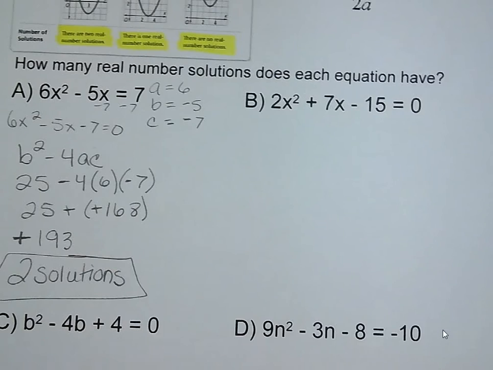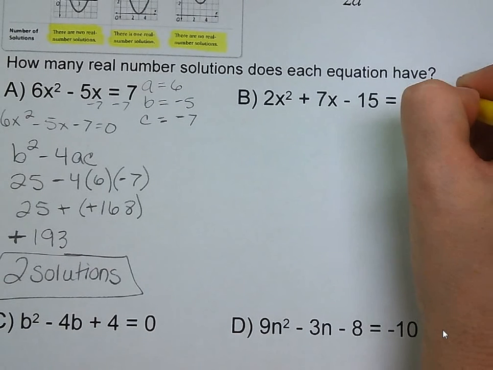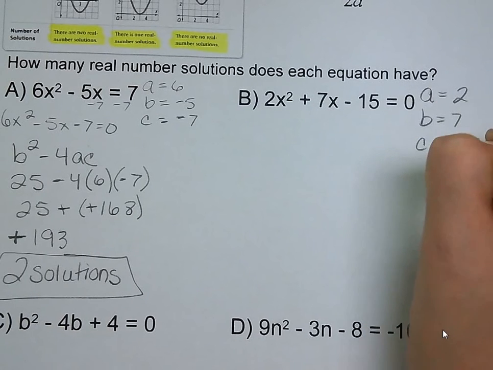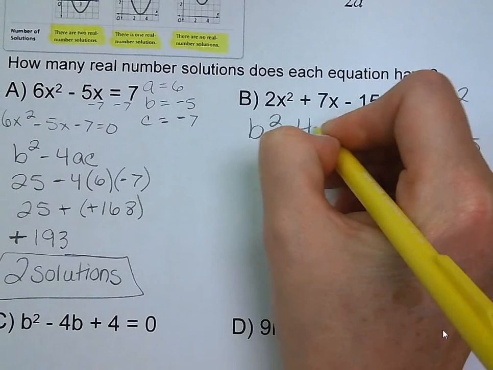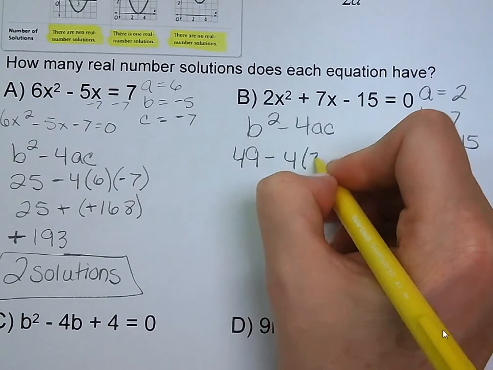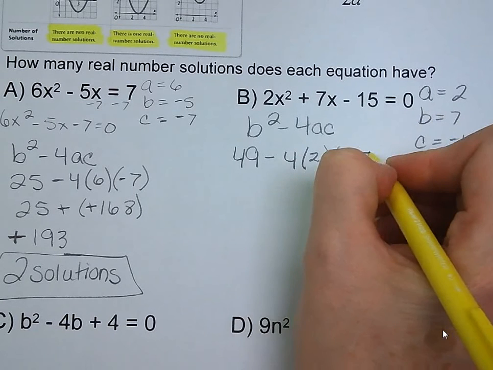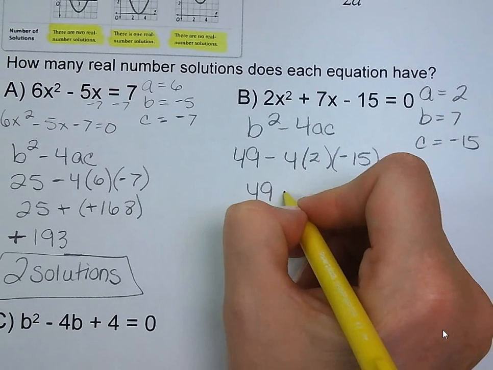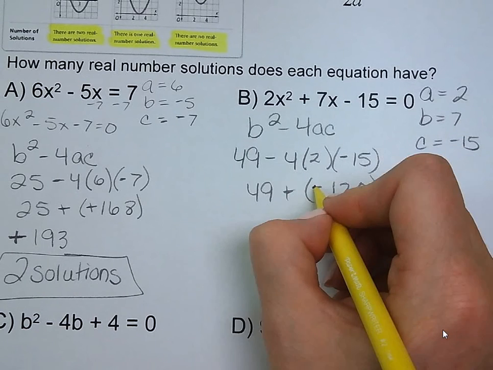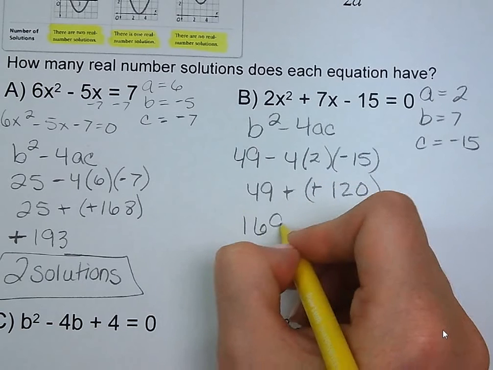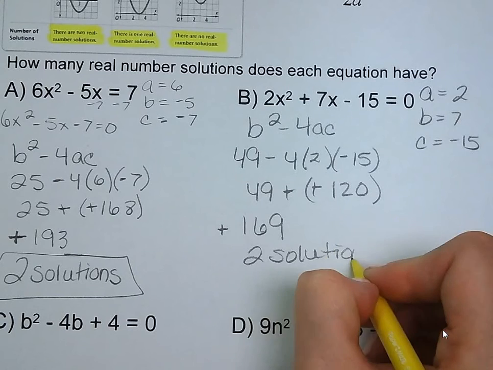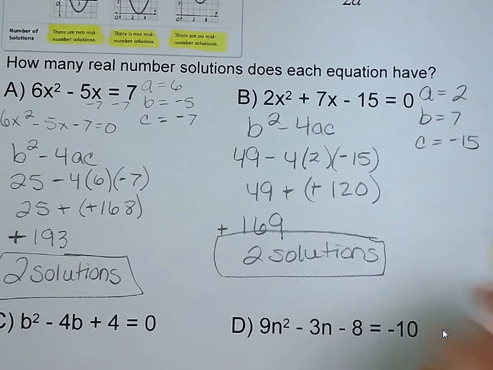All right, letter B. We've got our A is 2, B is 7, and C is -15. So we're going to have b squared minus 4ac. 7 squared is 49, minus 4 times 2 times -15, which is going to be 49 minus -120, which is 169. So we have 2 solutions since 169 is a positive number.